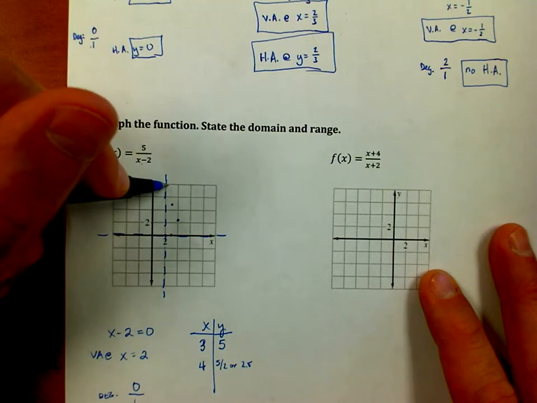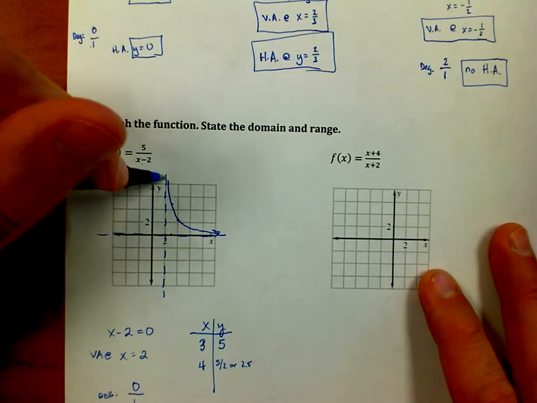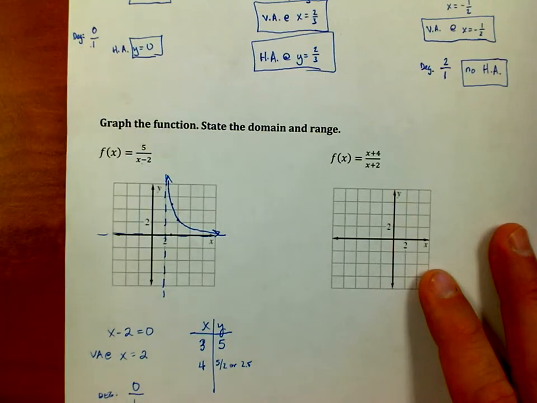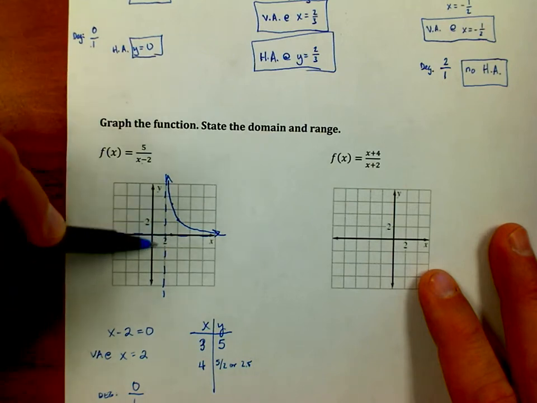And I can kind of see this curve starting to happen. It looks like it's going to do something like this. So for the sake of time, we're just going to fill that in. Now, here's the thing. We're going to mirror it on both sides. So if I go over 1 and up 5, I'm going to come over 1 and down 5 over here.